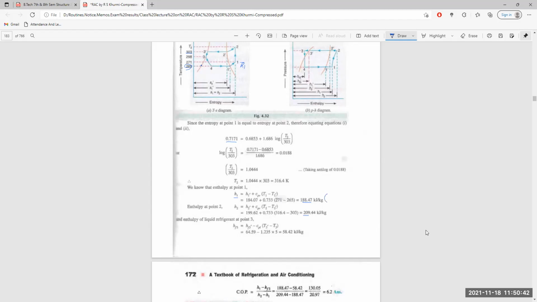The enthalpy at inlet, enthalpy at outlet of compression.